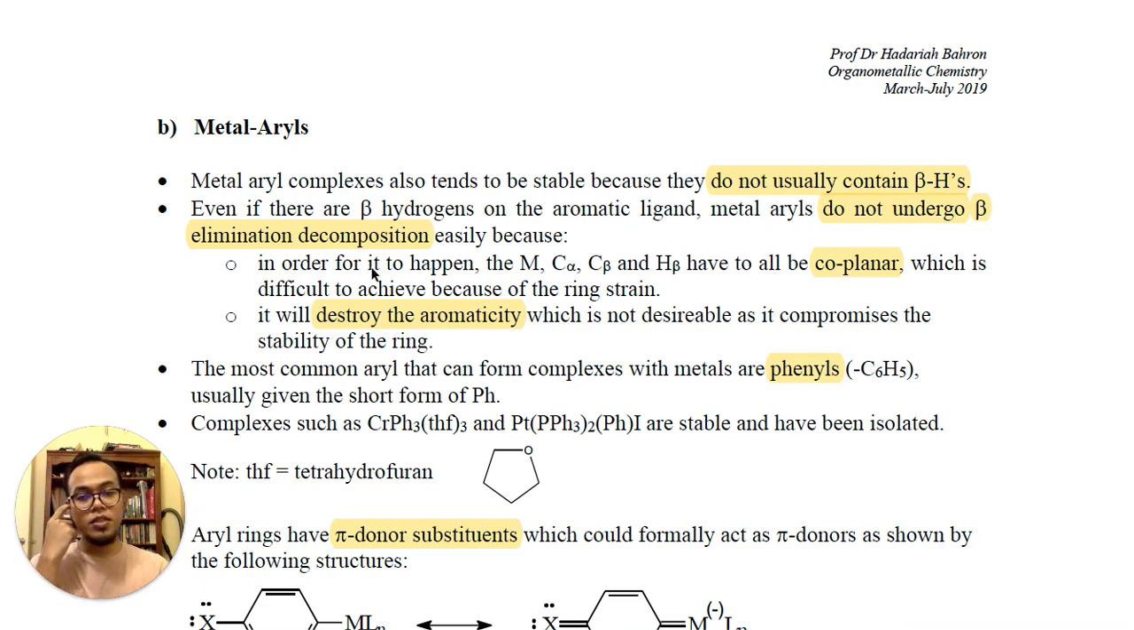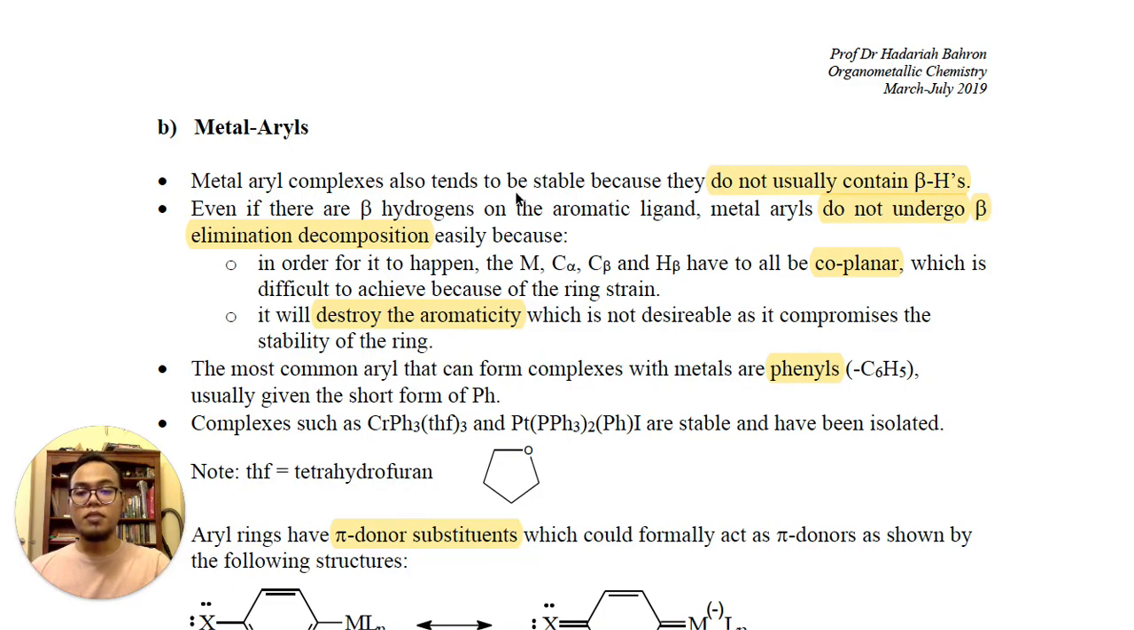Why? First one, because in order for that to happen, the metal, the alpha carbon, and the beta carbon need to be coplanar, which is impossible because this will be hindered by the ring strain. It is very impossible for us to have the metal, alpha carbon and beta carbon to be coplanar. And the second one, if beta hydride elimination takes place, it will destroy the aromaticity, which is not likely because this compromises the stability of the ring. Meaning the ring will be totally damaged.